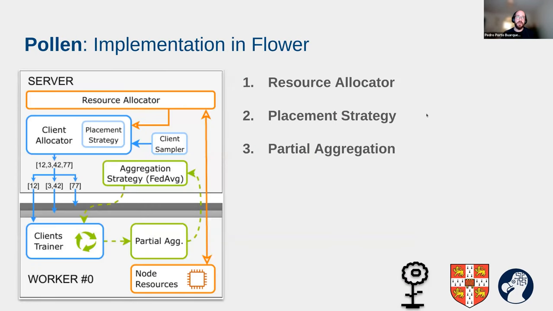Here's the implementation that we do. We call it Pollen, kind of related with Flower. And obviously we use Flower because we all know how to use it. It's very easy to use, it's very easy to modify. So we simply create new modules that can be easily integrated with the framework. The main ones that we created here are the resource allocator, the placement strategy, and the partial aggregation. We also create a new kind of client that we now call a worker, that is able to take a list of virtual clients and process each one of those. But again, this is almost trivial with Flower.